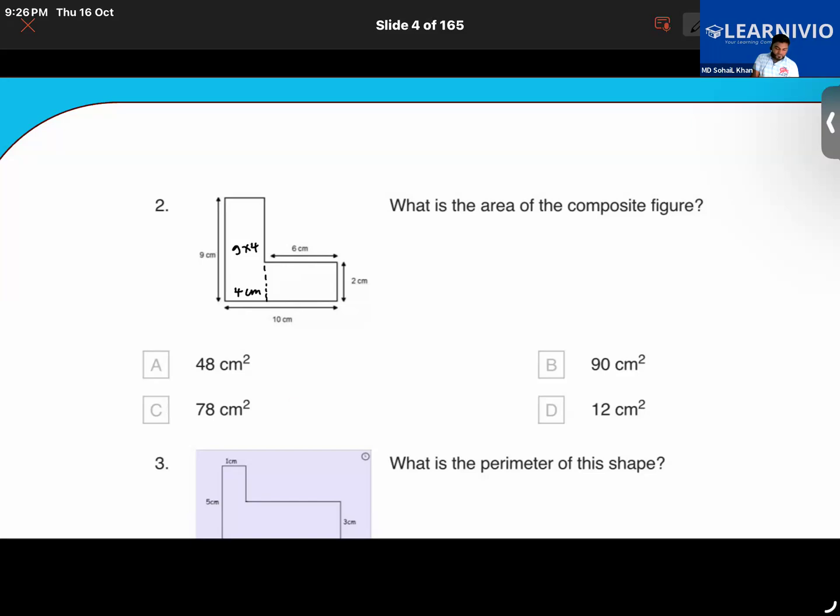And this one is going to be 6 into 2 now. Why so? Because this much is given 6, and that is 2. 6 into 2, and that is 9 into 4. So that is 36 plus 12, which is 48. Option number A, right? Yes. It was easy.